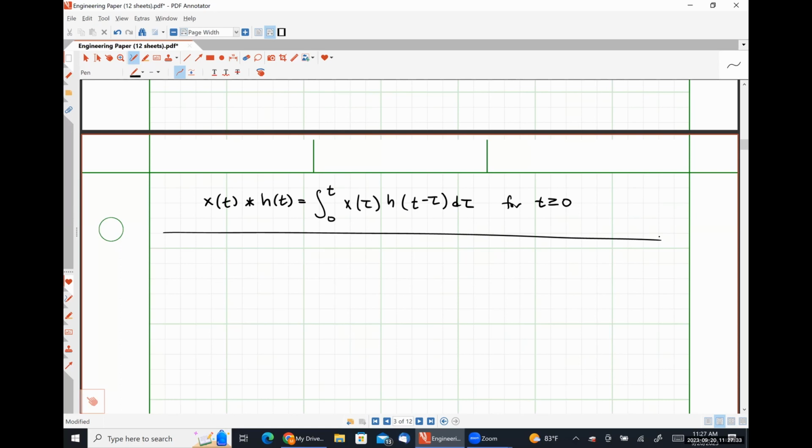So let's say that my impulse response h of t is comprised of a Dirac delta function plus the sum of two exponential functions, e to the negative 2t plus e to the negative 3t, multiplied by u of t. And my input signal is just a unit step function.